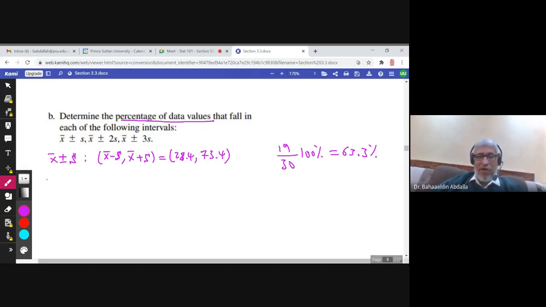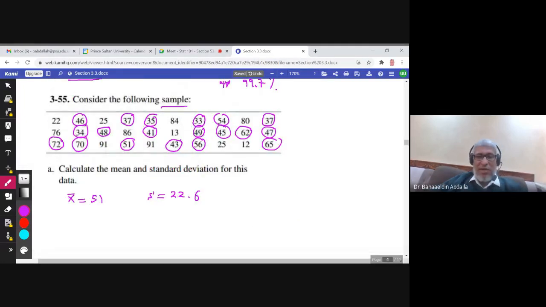We can do the same for X bar plus or minus 2S. Find the interval. You start with 51 and subtract 2 times 22.6, and you get 5.8, and this is the left end. And if you add 51 plus 2 times 22.6, you will get 96.2.